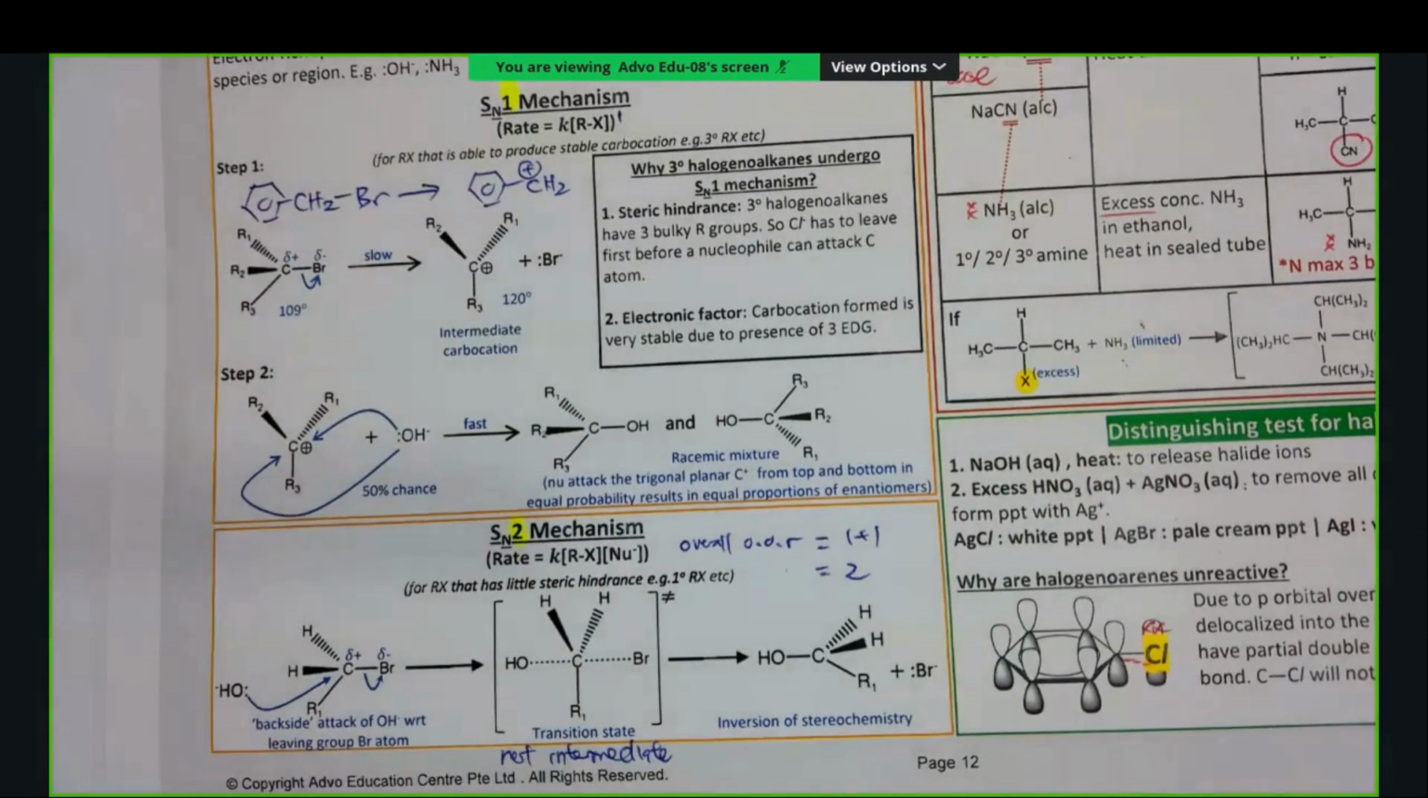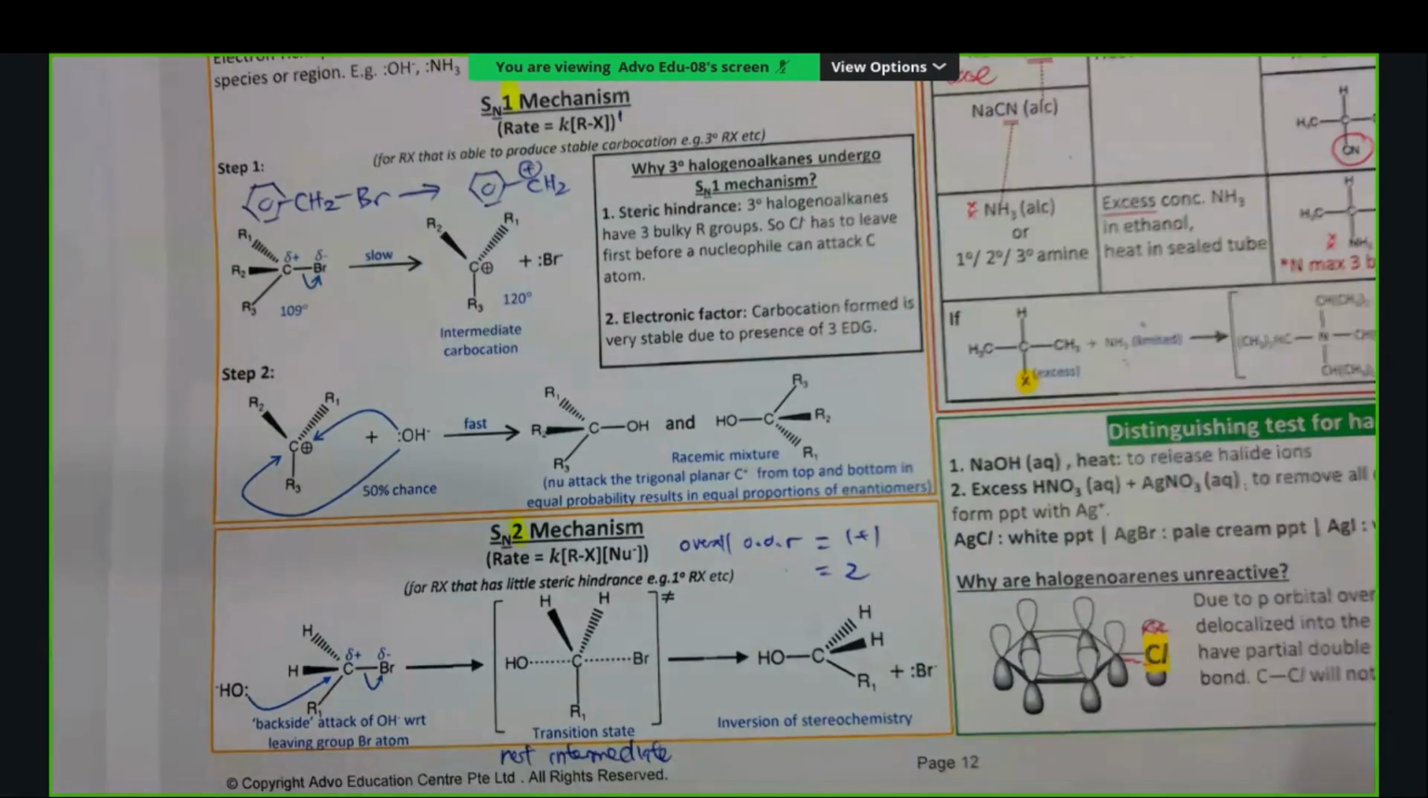If I attack here, I break here. Can you see? So you're looking at the trend here. If I attack this carbon, I break here, because this C-O bond is polar. I will not break the C-C bond.